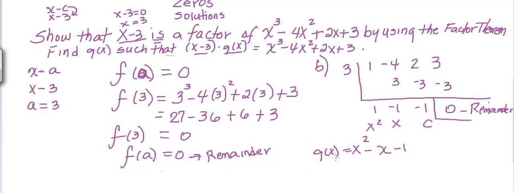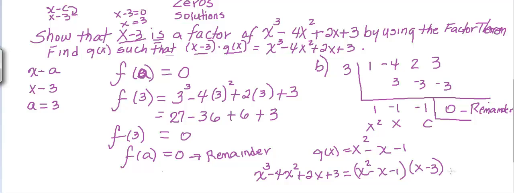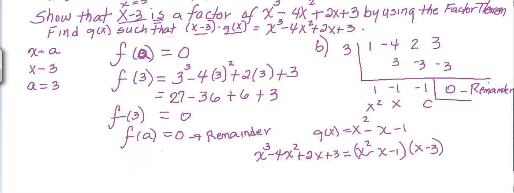So this is q of x, and I can write this as x cubed minus 4x squared, this is my original dividend, plus 3 is equal to my q of x, which is x squared minus x minus 1, times x minus 3. Right? Excellent. Now, what have we shown here?